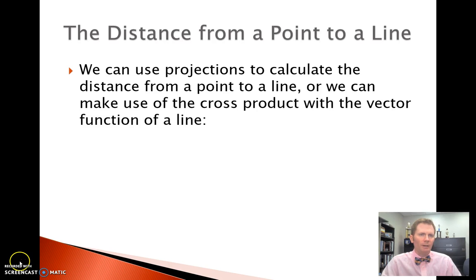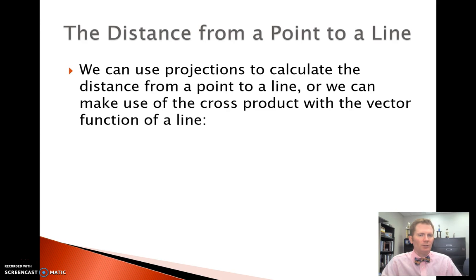So today we're going to talk about how to find the distance from a point to a line in 3-space. One way to do this, which we've already talked about a few sections ago, was to use projections to calculate the distance from a point to the line. But as we're going to see today, you can also make use of the cross product when you know the vector function of a line.